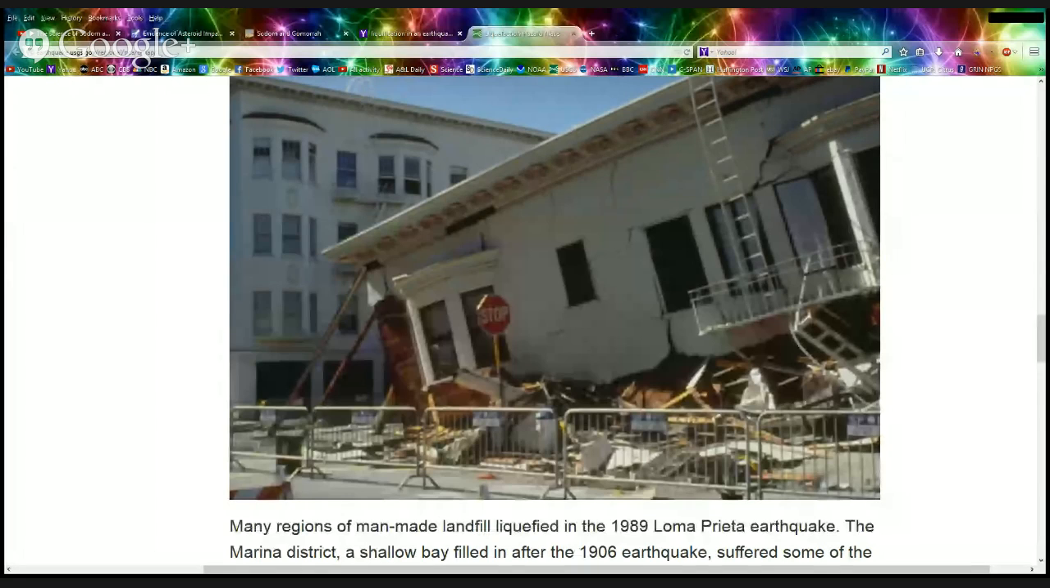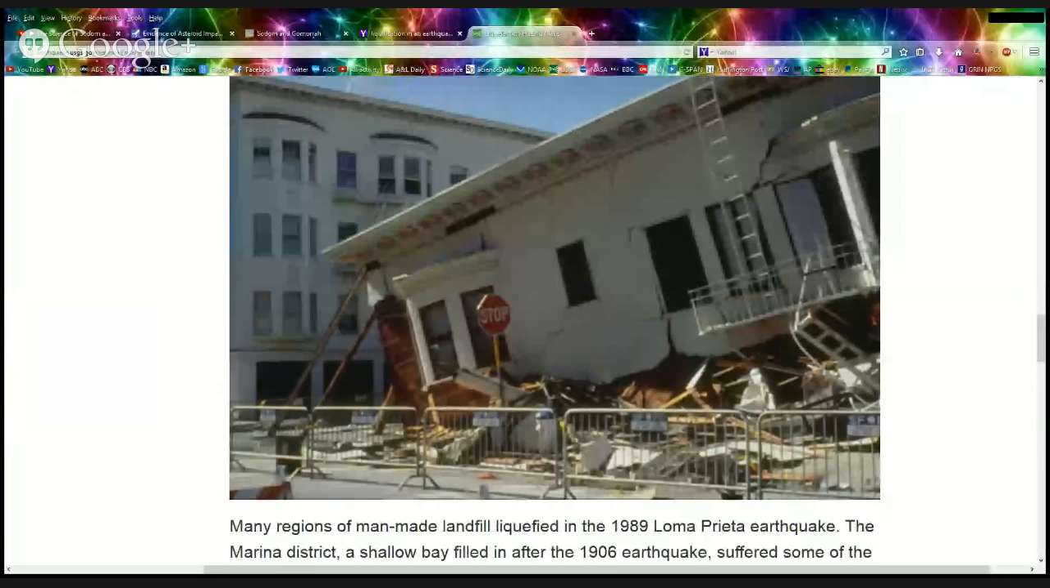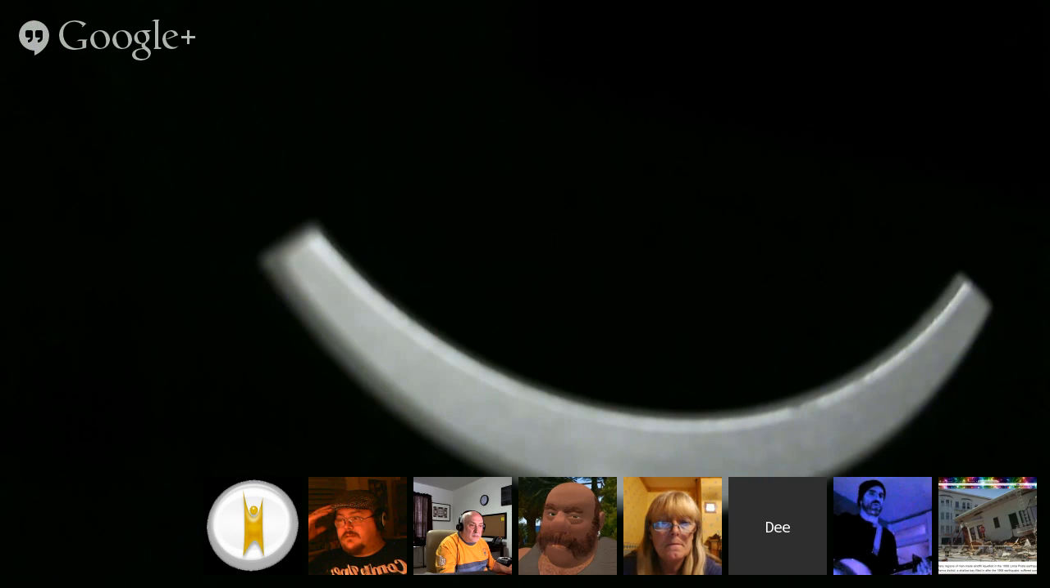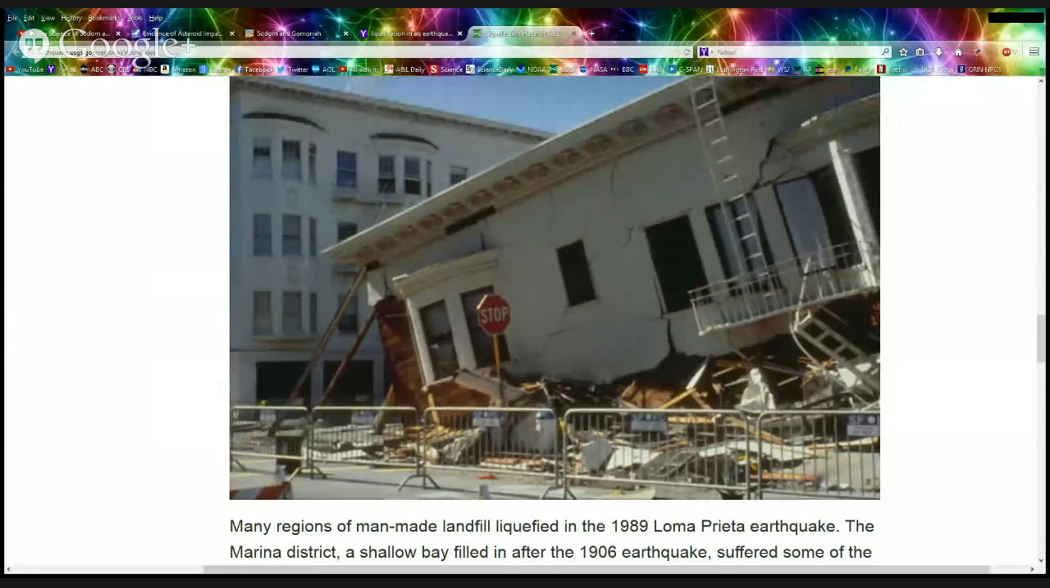But this idea of the world's first industrial accident, it's quite an attractive idea as an explanation. Yeah, I like that too. And by the way, that's a picture where many regions liquefied, and the buildings just sink.